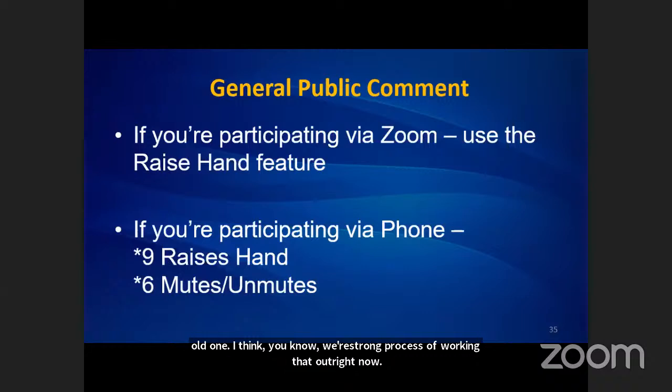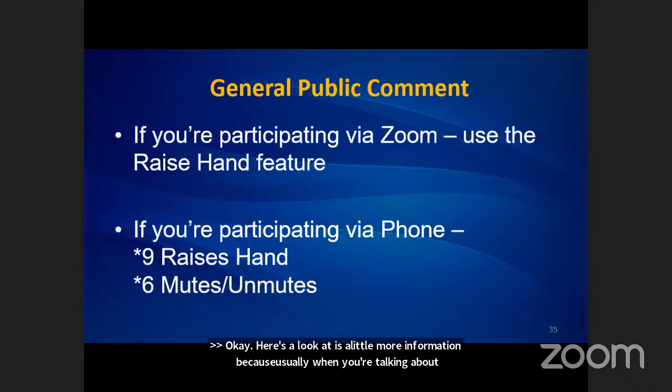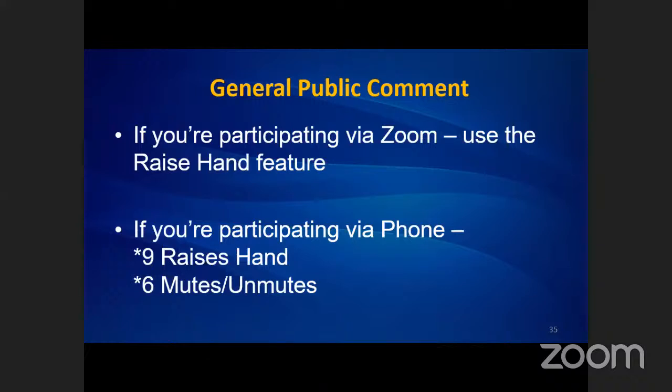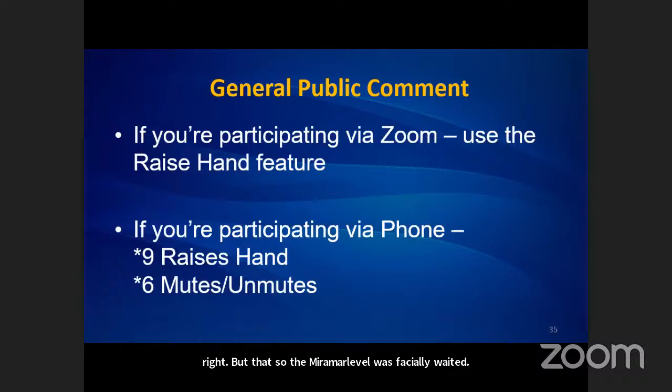Okay, that gives you a little bit more information, because usually, when you're talking about saltwater intrusion, you're talking about a line, a broad area of intrusion, and one water level, one number easily doesn't cover all that. Right. So the minimum aquifer levels are spatially weighted average, based upon, I think, 10 wells that are located south of Tampa Bay in the coastal counties, and it addresses basically the most impacted area.